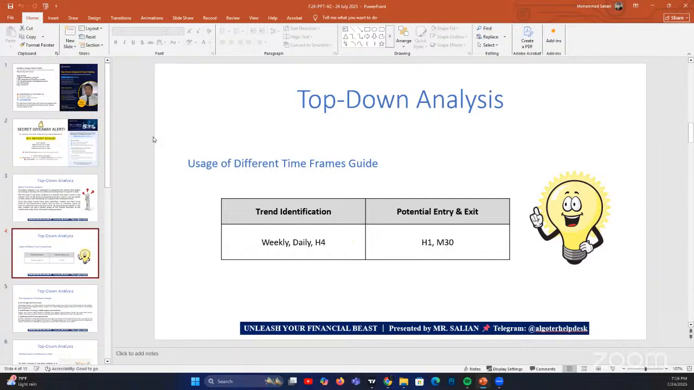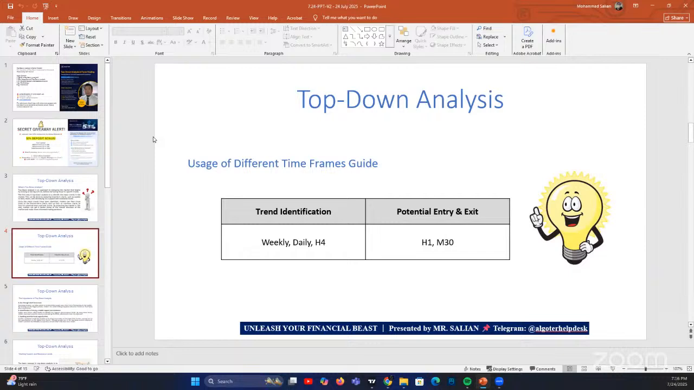So at least weekly and daily are aligned, or either of the two, daily and H4 are aligned. And for our potential entry and exit, we will go down to these lower time frames, H1 or M30, M15.